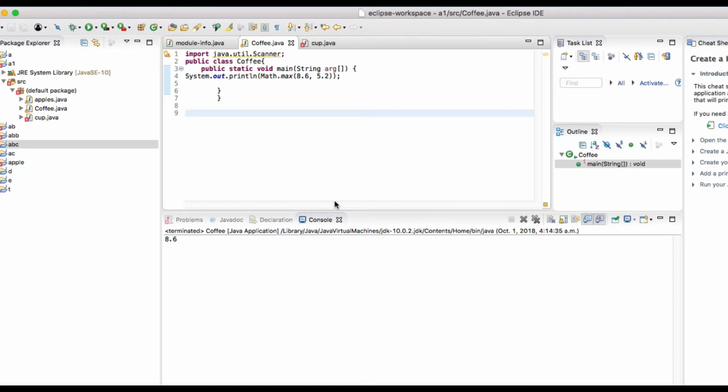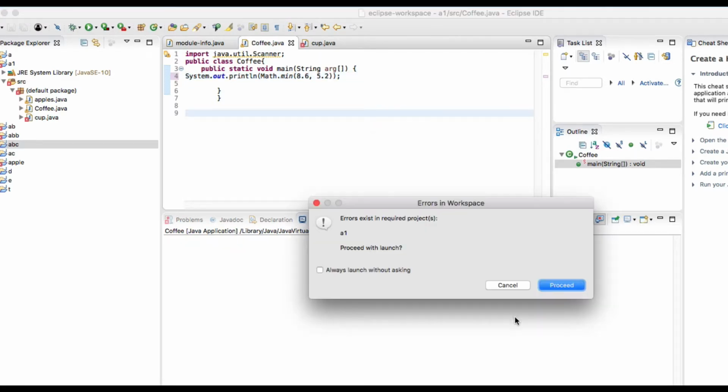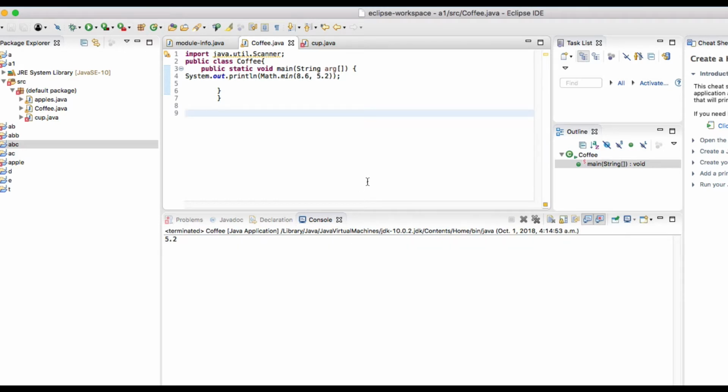Okay, then that's max, and minimum is the lowest value. It's going to print out the lowest value. 5.2.